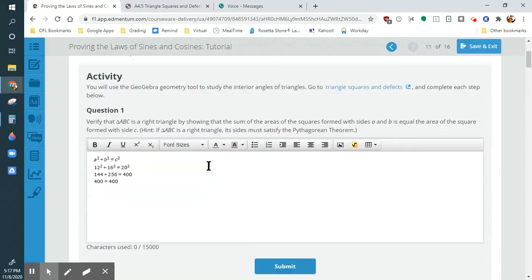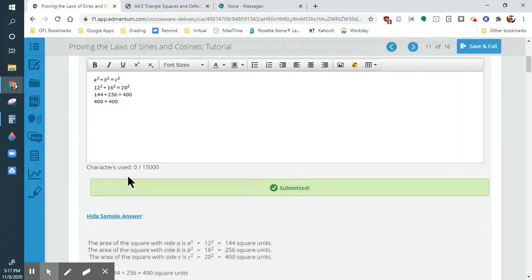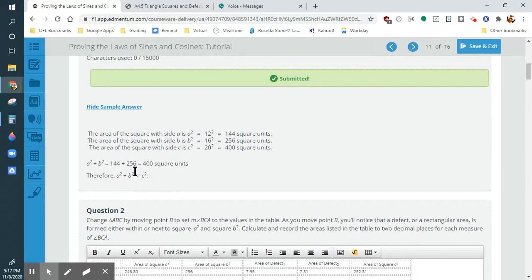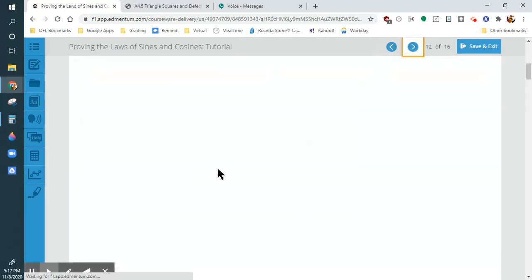And one of these I didn't hit submit for. Oh, this one. Using the Pythagorean theorem to solve it is what I didn't show.